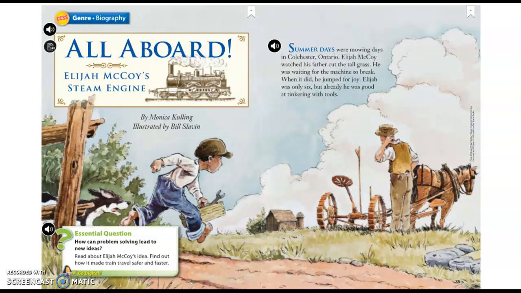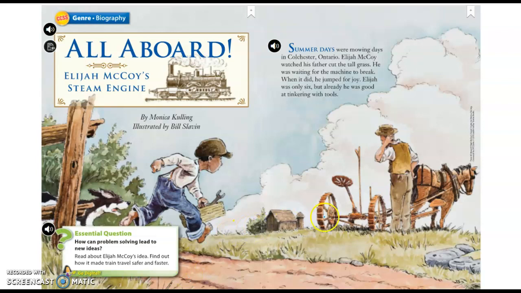Summer days were mowing days in Colchester, Ontario. Elijah McCoy watched his father cut the tall grass. He was waiting for the machine to break. When it did, he jumped for joy. Elijah was only 6, but already he was good at tinkering with toys.